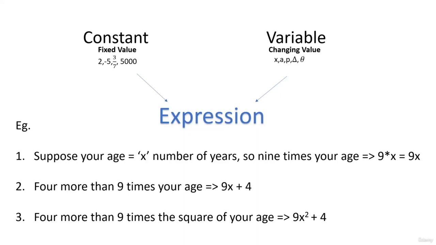Going on further, 4 more than 9 times the square of your age. If your age is x, the square of your age will be x square. 9 times that will be 9 into x square. 4 more than that, so 9x square plus 4. Okay, guys, now we'll understand types of expressions in detail.